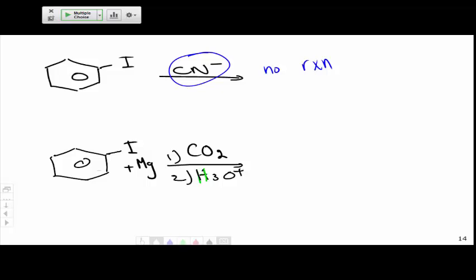Would it work? Let's start with the basic. Would we have a reaction? Yes. What would be the product? Benzoic acid. Very good. So the first step, this forming Grignard reagent, this attacking that. So 1 carbon more, and this is the benzoic acid.